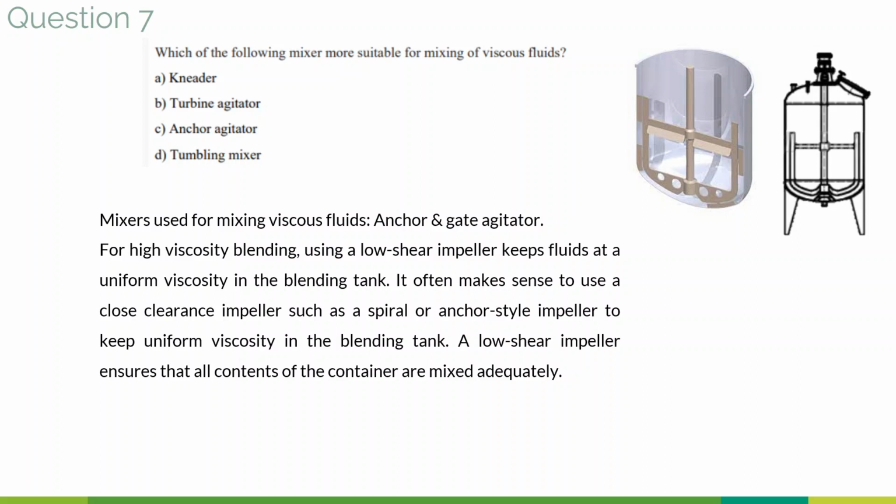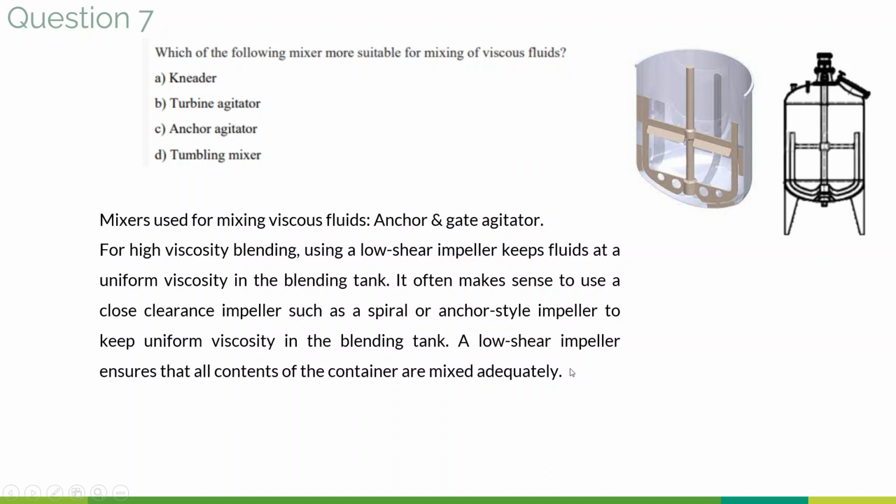So if you use a low shear impeller, it helps to keep the fluids at a uniform viscosity throughout the blending tank. And it often makes sense to use a close clearance impeller such as a spiral or an anchor style impeller to keep the uniform viscosity in the blending tank.